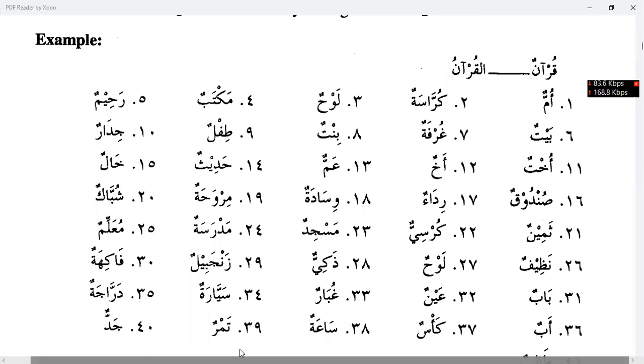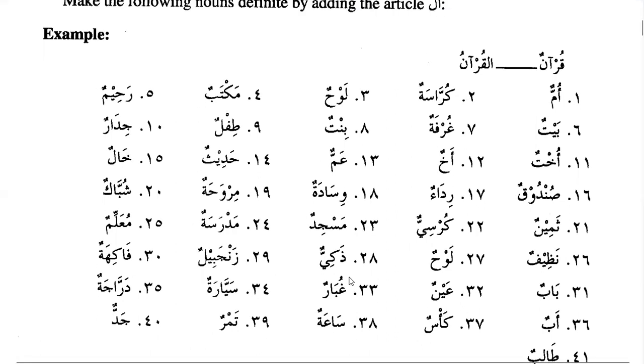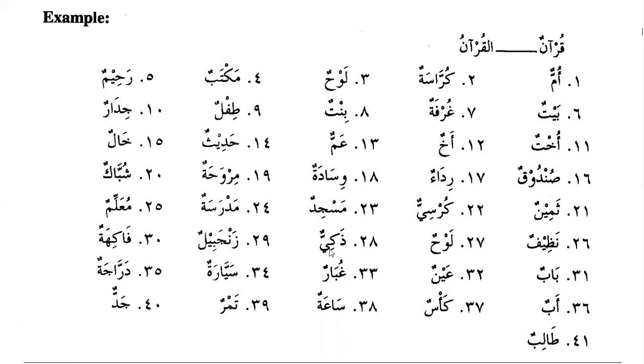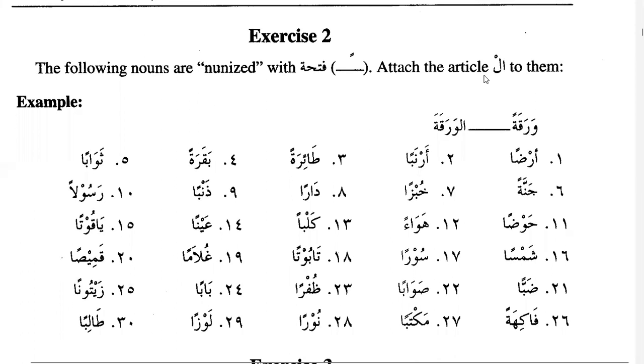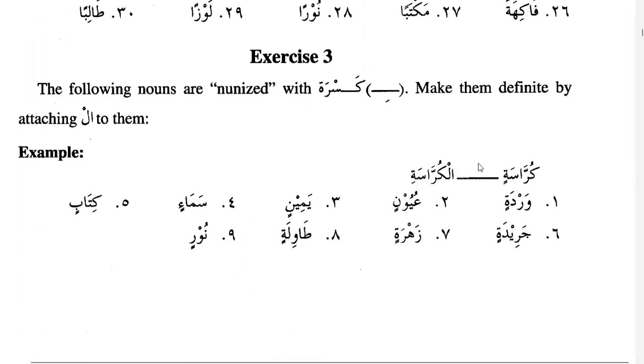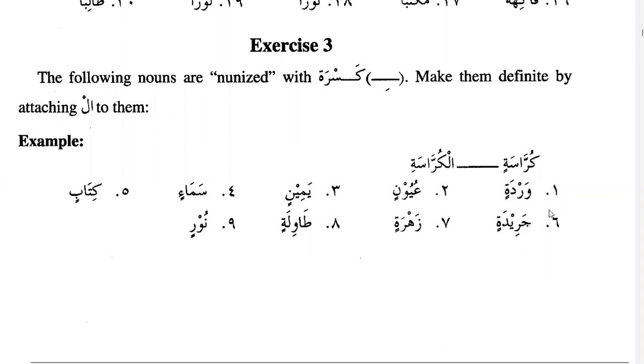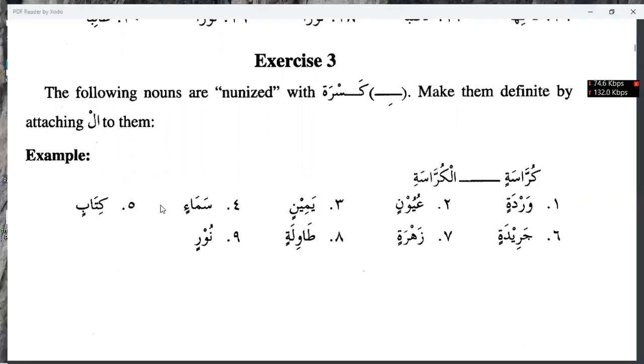The meanings are written at the end of this chapter. You can write them from there, or use a dictionary. Then the following nouns are also nakira. Again, he's asking you to add the article al, so they will lose their tanween. Warakatan, a paper, becomes al-warakatu, the paper. Al-ardu, al-arnabu, at-tawiratu, al-bakaratu. Again, write the meanings of all these words. In the next part, after adding al they will lose their tanween: al-wardatu, al-uyuni, al-yamini, as-sama'i. Again, just write their meanings.